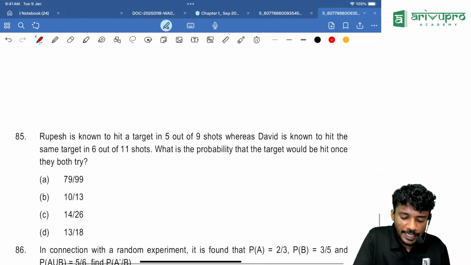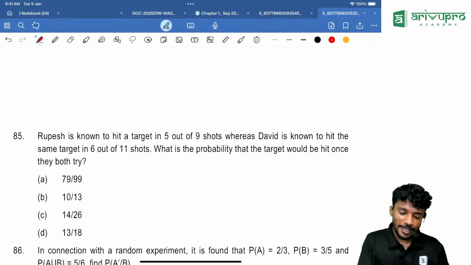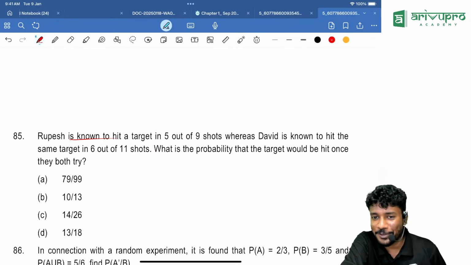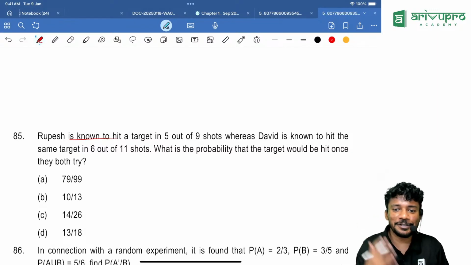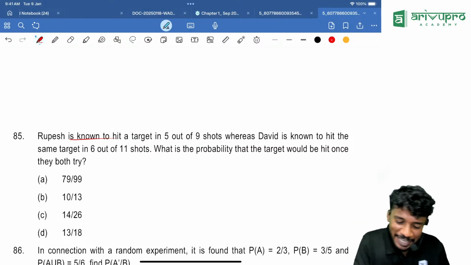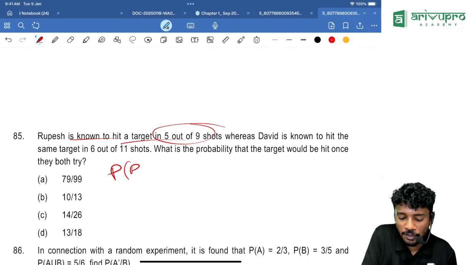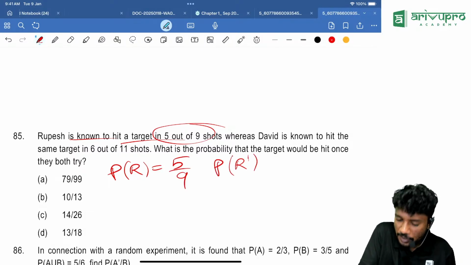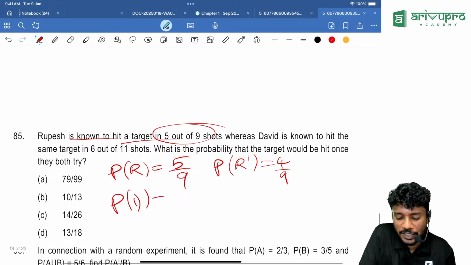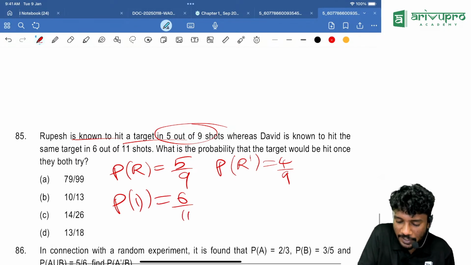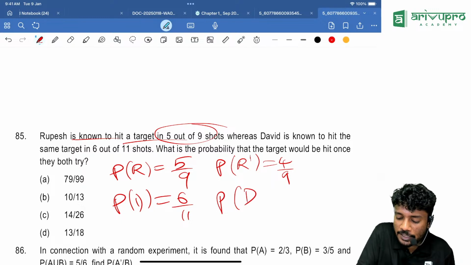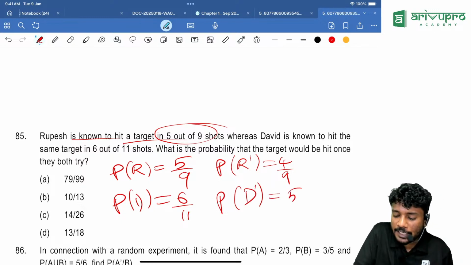Now the 85th question. Can you do it? Do you remember? Out of all the things, I know that you remember this. Ram is known to hit a target 5 out of 9. That means P of R is 5 by 9. Him not hitting is 4 by 9. Then David hitting the target, P of D is 6 by 11. Then P of D not hitting is 5 by 11.